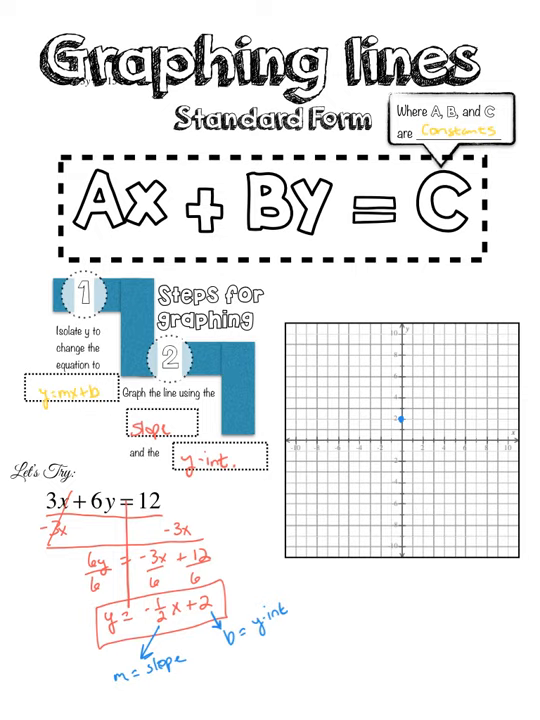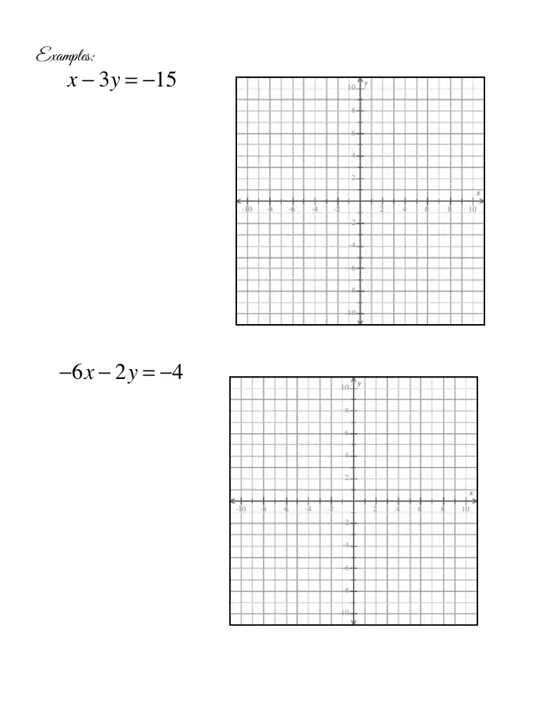My slope is a negative 1 over 2, so my line is going to go this way. Negative slope. Up 1, over 2, down 1, over 2, and connect the dots. So I have now graphed 3x plus 6y equals 12 by turning it into the slope-intercept form of the equation. Let's go to the next page. I'm going to try some more.